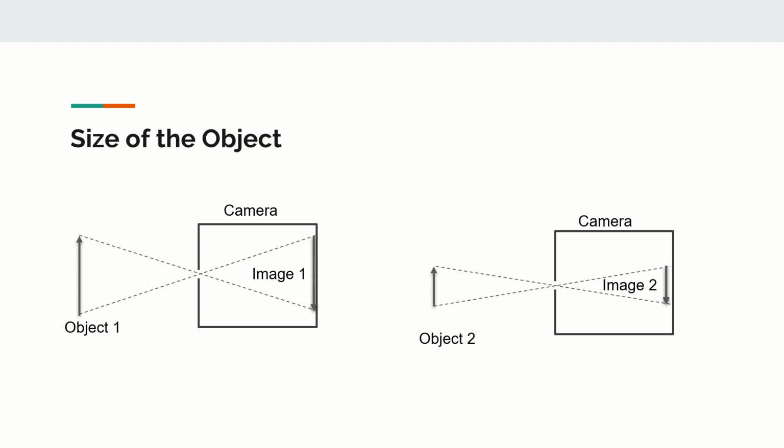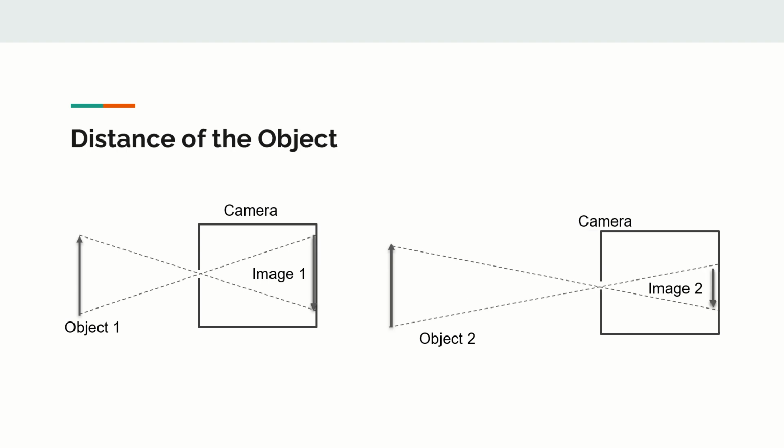Larger objects appear larger in the image. Object 1 shown in the left is comparatively larger than the object 2 shown in the right setup. So the left image is larger than the right image.